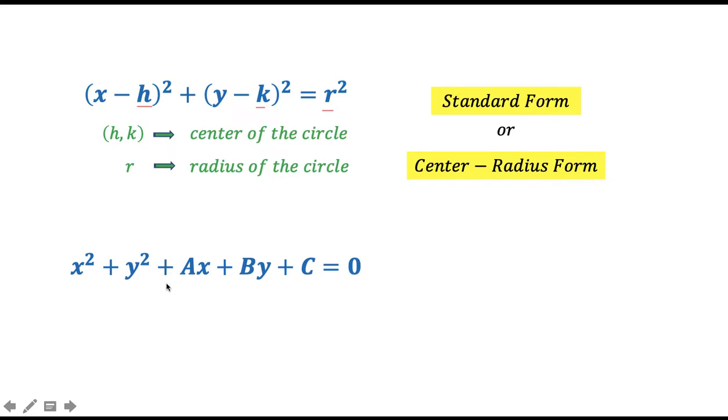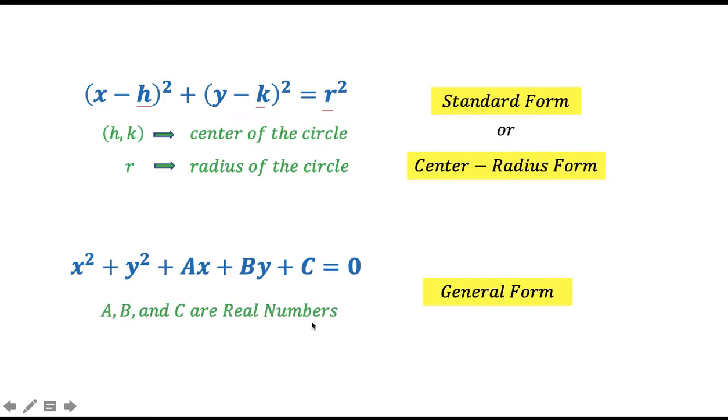x² + y² + ax + by + c = 0 is the general form of a circle, wherein a, b, and c are real numbers. So these two equations describe a circle in a graph.